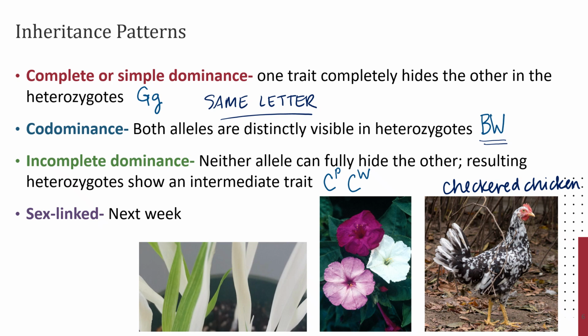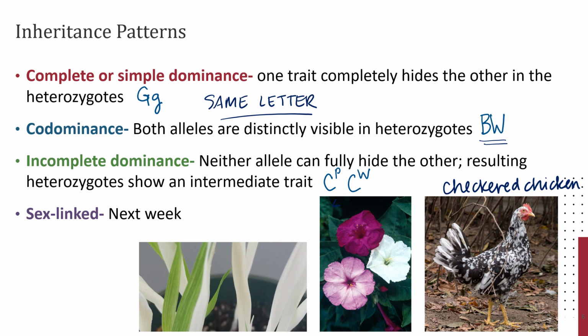Next, we have incomplete dominance. This is where neither allele can fully hide the other, but neither one is strong enough to fully be seen themselves. And so what we get is an intermediate trait. Again, we have a slightly different notation here. The notations for codominance and incomplete dominance are going to be a little bit different. There's no standard. The one that I generally use, just to show that there are differences in inheritance, is a superscript on a letter. So for example, the C might mean color. And so what we're saying is the purple color allele is one allele, the white color allele is the other.